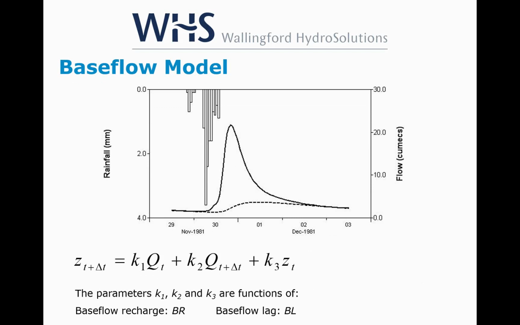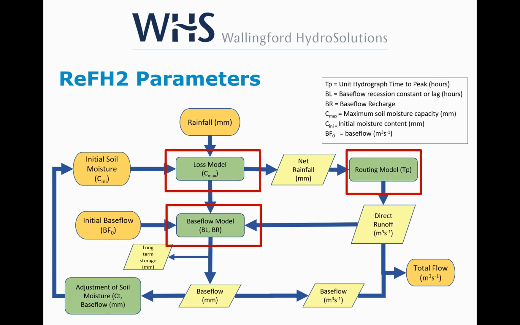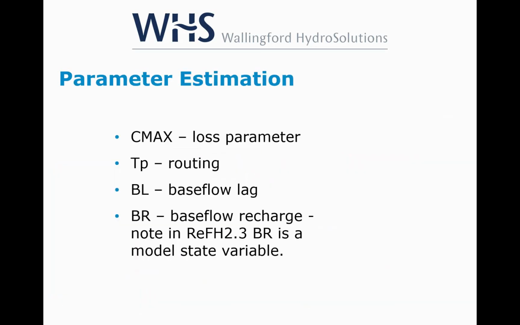So the base flow model is controlled by three parameters, K1, K2 and K3, which are estimated based on the base flow recharge and the base flow lag. So we've got our four parameters, Cmax, TP, BL and BR. We can say the Cmax controls the loss parameter, TP is the routing, the BL is the base flow lag, and the BR is the base flow recharge, and it's worth noting that the BR is a model state variable.